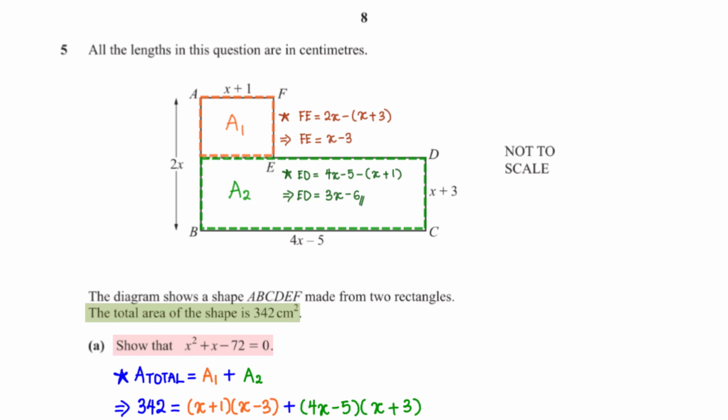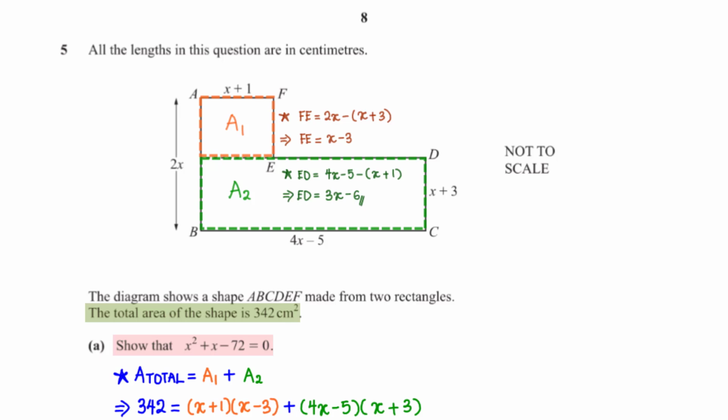On the diagram, we have split the shape into two rectangles, A1 and A2. And so the total area of the shape will be A1 plus A2. For rectangle A1, its length is x plus 1. We can get its width by subtracting x plus 3 from 2x. This gives us x minus 3. And so the area A1 will be x plus 1 times x minus 3.